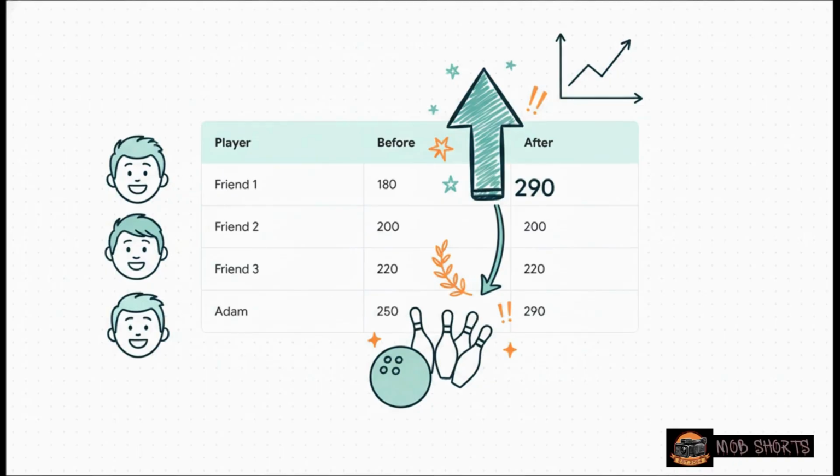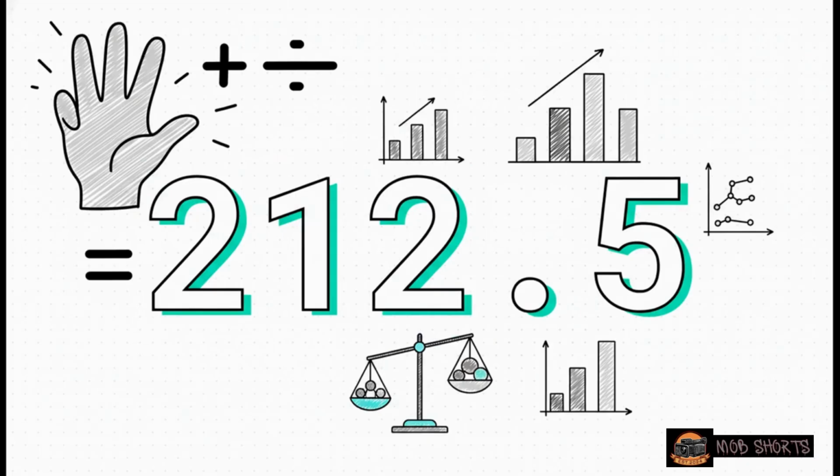Pretty consistent, right? But then one day, Adam, who's already the best bowler with a 250, goes out and bowls the game of his life, a 290. Okay, so before Adam's amazing game, the group's mean high score was 212.5. And that feels about right, you know? It's a decent summary of how good they are as a group.